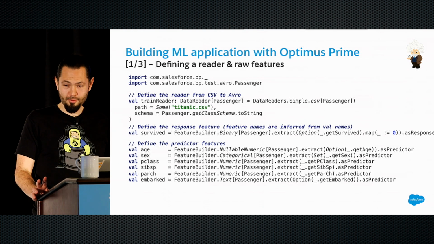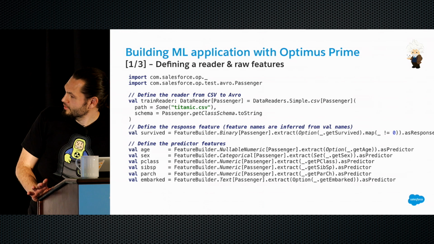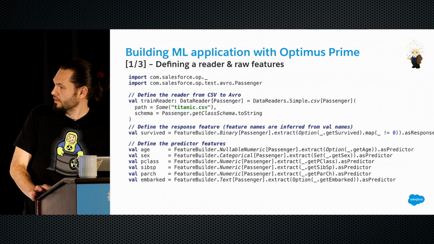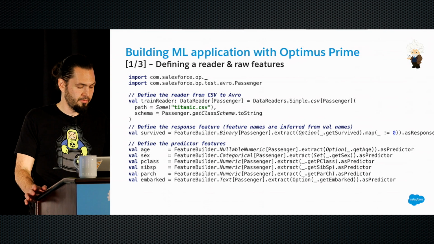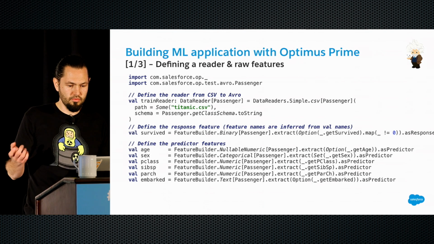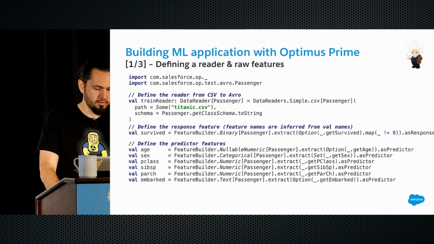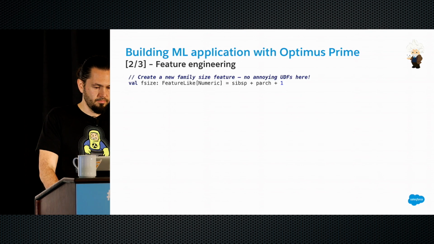But they're all typed now. If you follow the thing here, it's passenger everywhere, it's all typed, and all the vals here are of type feature of passenger to Boolean, or passenger to numeric, and so on.